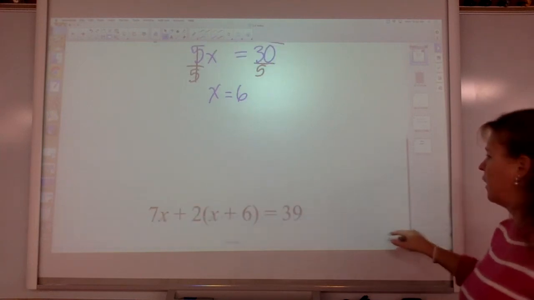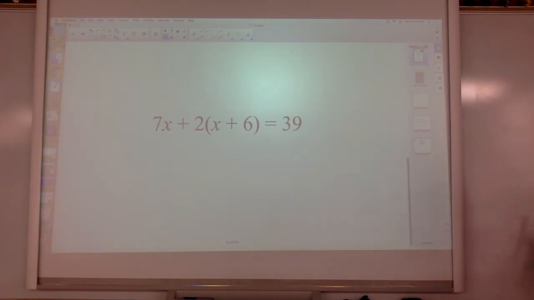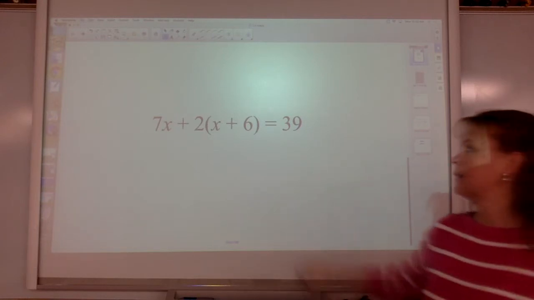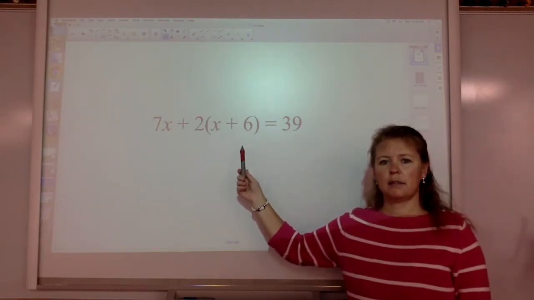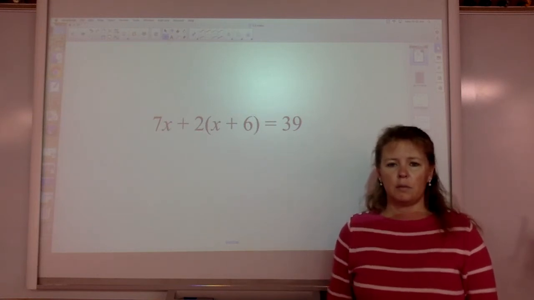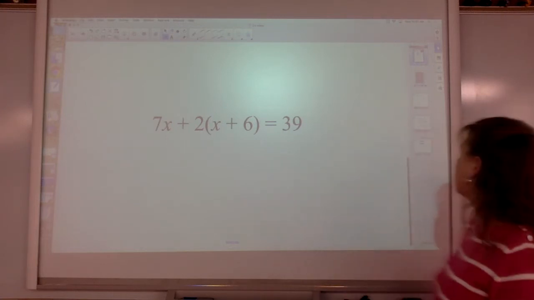Okay, let's try another one, a different kind of simplifying. This is going to take an extra step yet. Go ahead and take the time to write it down. 7x plus 2 parentheses x plus 6 equals 39. So instead of only having like terms that you have to combine, when it says simplify, we do have to do the distributive property.